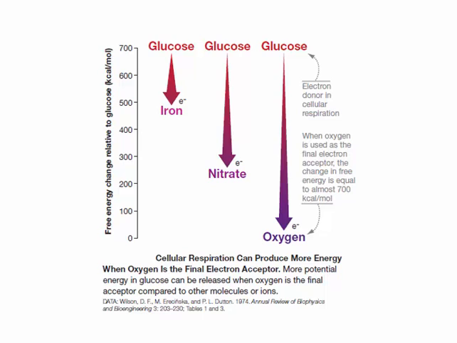Why is oxygen so great? Well, here's that iron example. Here's the free energy difference from glucose to iron. You pass those electrons off, and you have the potential to squeeze this much energy from that. Nitrate, a little better, right? There's a bigger free energy difference when you're moving those electrons from glucose to nitrate. But oxygen gets you even further.